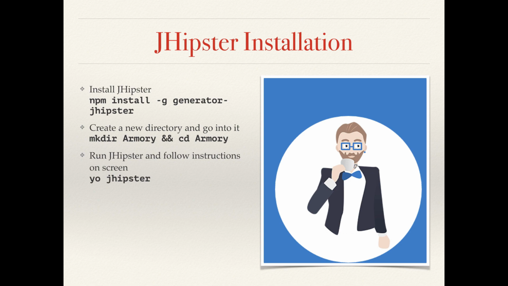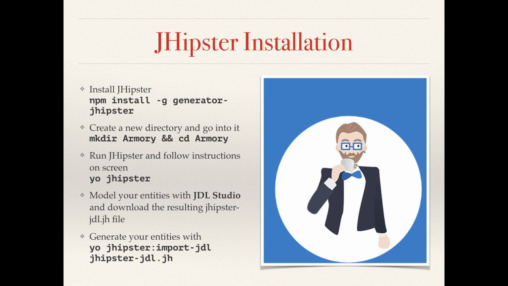It'll ask you a bunch of questions, and then once you're finally done with all the questions and choosing which technologies you want to run, and again, we'll cover that in a future video, you want to model your entities with JDL Studio and then download the resulting jhipster-jdl.jh file. And once you have that file, you will generate all your entities with yo jhipster import-jdl jhipster-jdl.jh. And basically it's using the JHipster generator and the import-jdl task using the file that we downloaded from JDL Studio.